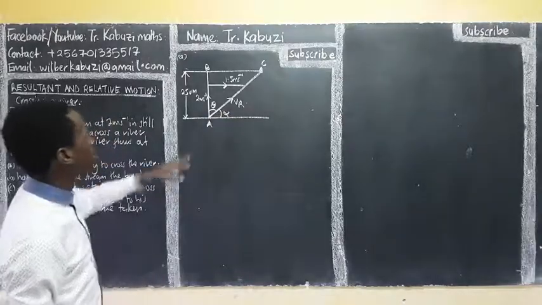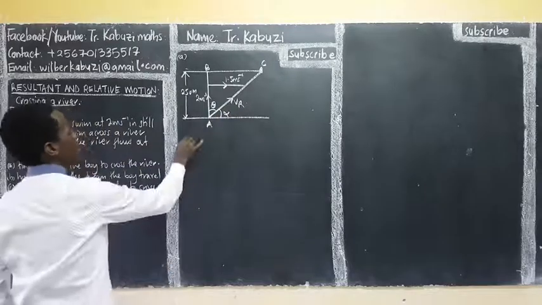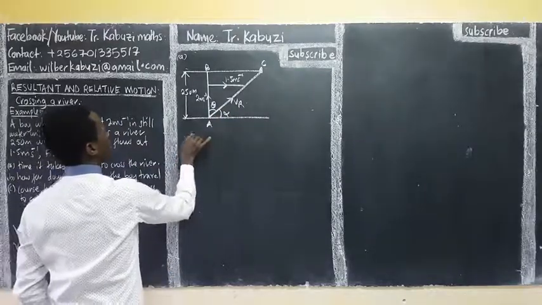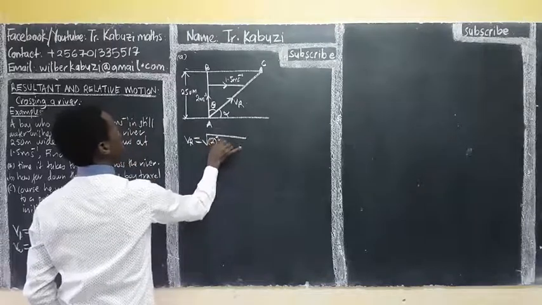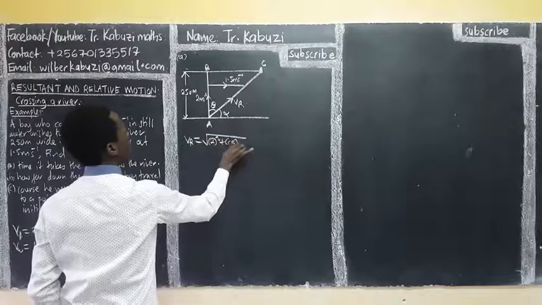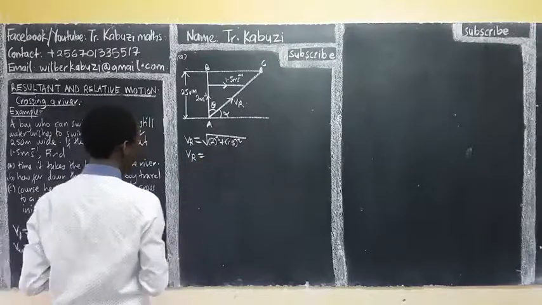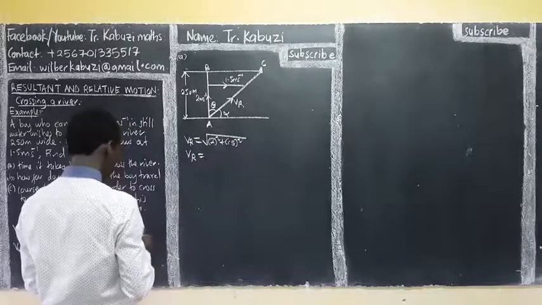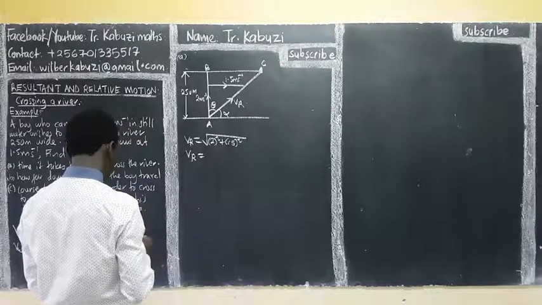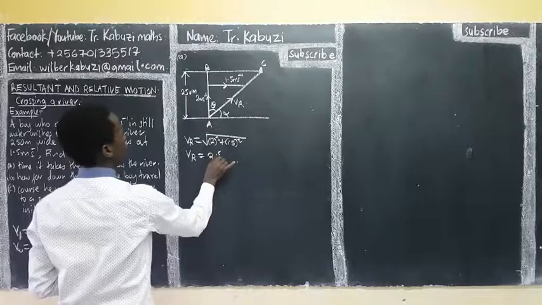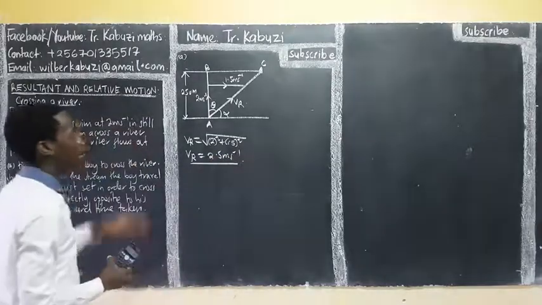We are going to use this and this to get the resultant velocity. So our VR is going to be the square root of 2 squared plus 1.5 squared. Our resultant velocity is going to be 2.5 meters per second. So that's the resultant velocity.